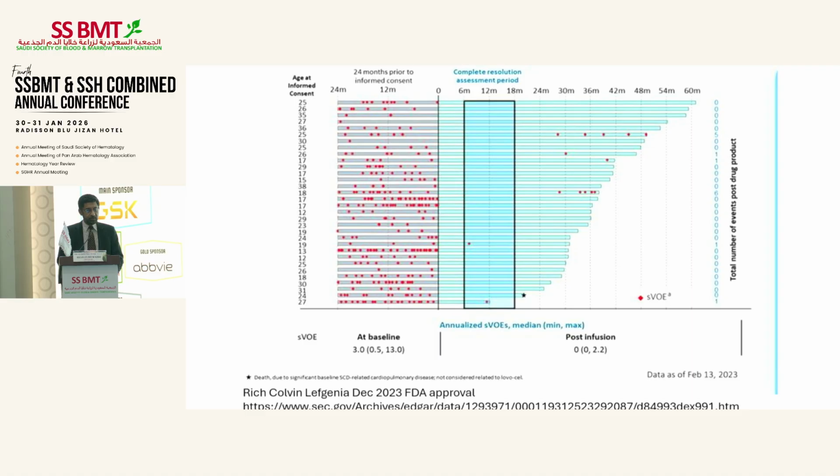Here again, another swimmer's plot showing those patients who actually had a crisis after the infusion of the edited cells, and you can see that the red dots, the majority of patients actually had improvement and didn't have any vaso-occlusive crisis.